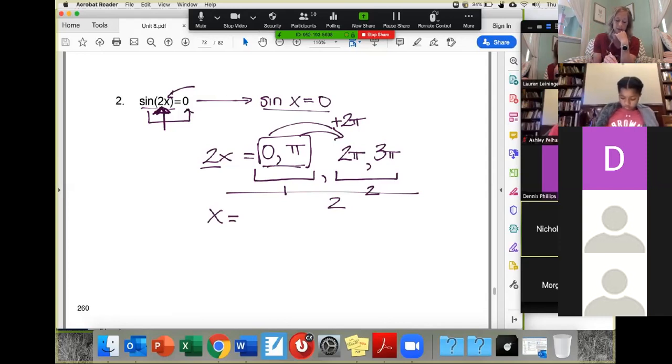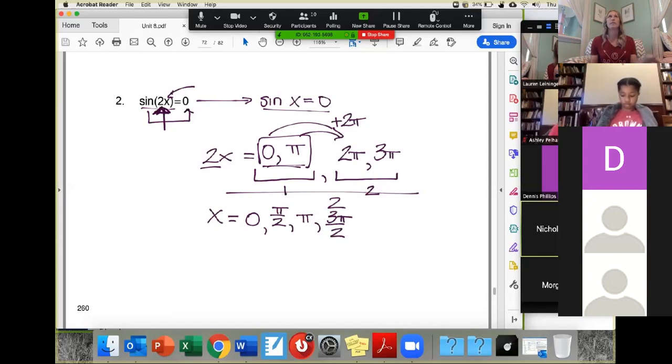Well, let's see. 0 divided by 2 is 0. Pi divided by 2 is what? Pi over 2. 2 pi divided by 2 is pi. And 3 pi divided by 2 is 3 pi over 2. Okay, and yes, these are all evenly spaced by pi over 2.